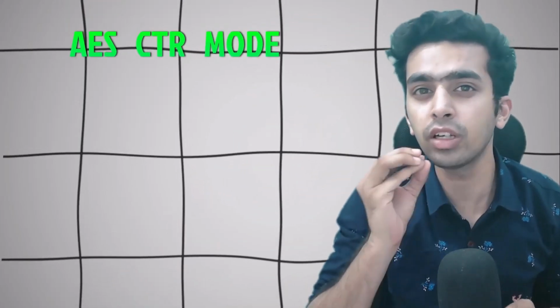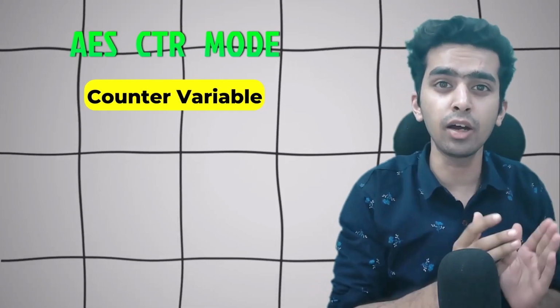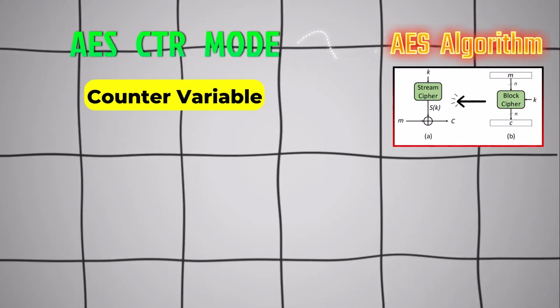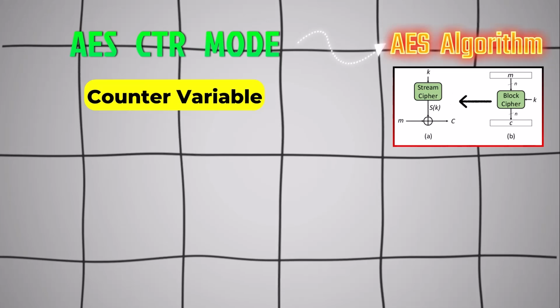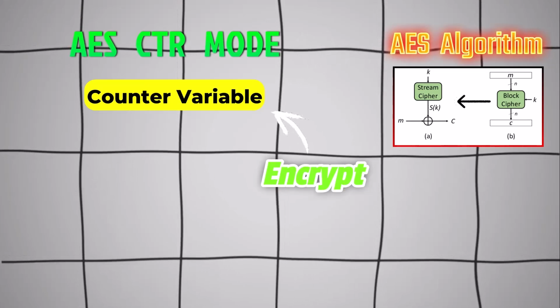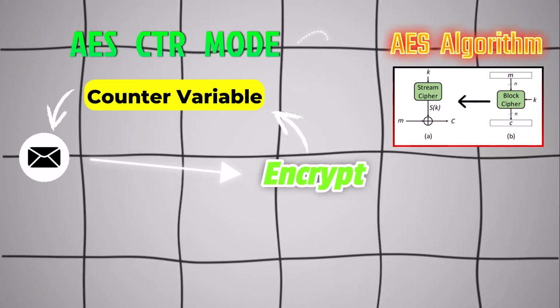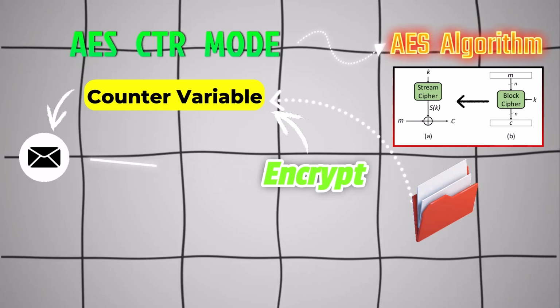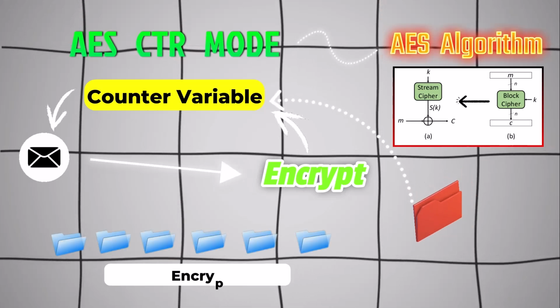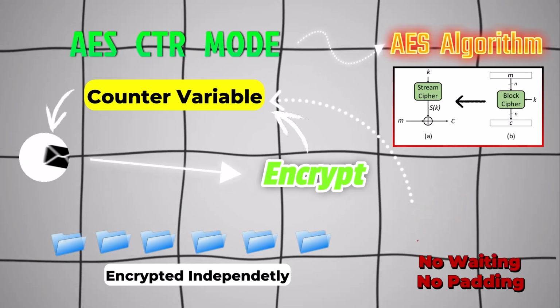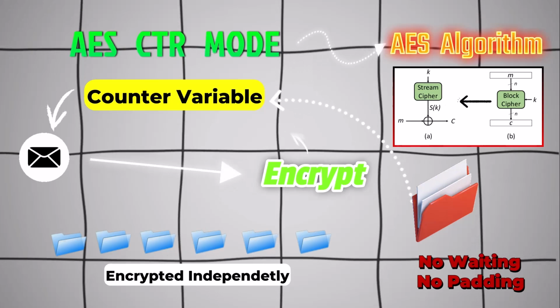Now, how does the AES-CTR encryption algorithm work? AES-CTR mode introduces the concept of a counter variable, and it transforms the AES algorithm from a block cipher into a stream cipher. It first encrypts the counter variable and then XORs the original input message that we want to encrypt with the encrypted counter data, so that each piece of data gets encrypted independently of any other data, and no waiting and no padding is required. All the real-time parallelization happens this way.